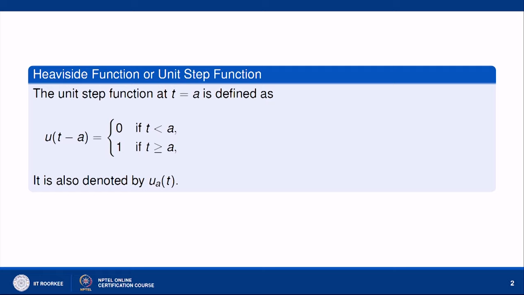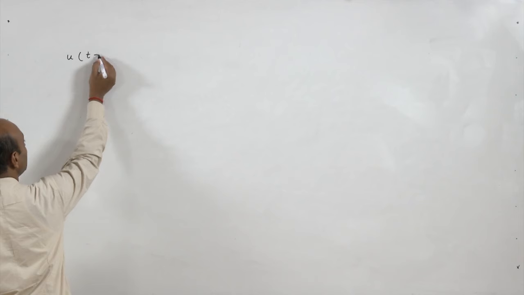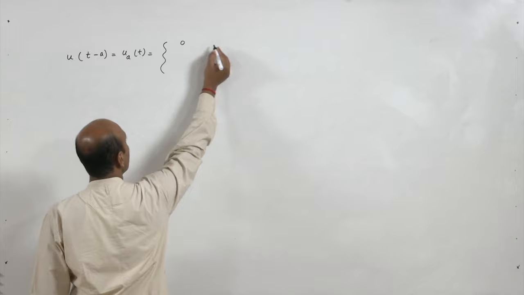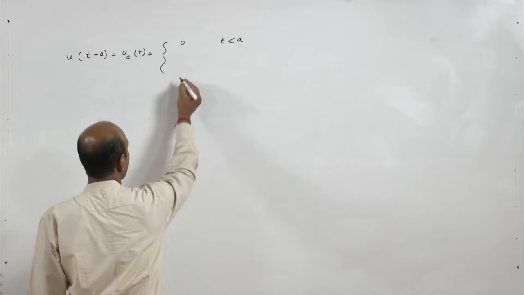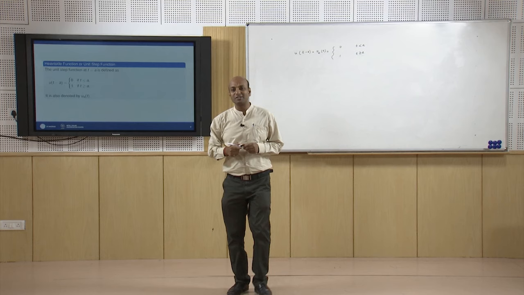So, what are unit step functions? Let us see. It is defined like this. Unit step function is basically denoted by u(t minus a), or it is also denoted by u_a(t), which is defined like this. It is 0 when t is less than a, and it is 1 when t is greater than or equal to a. So, this function has only two values, either 0 or 1.